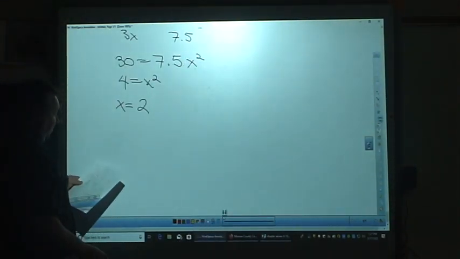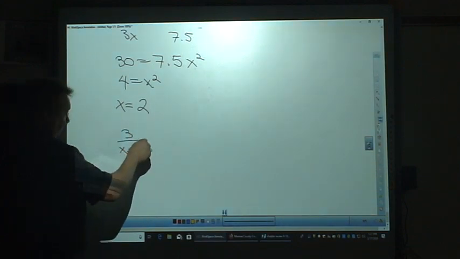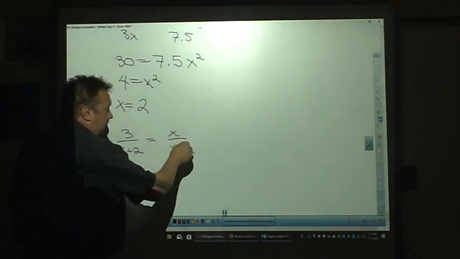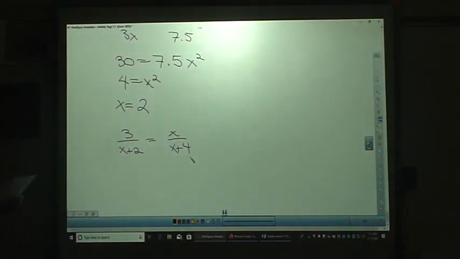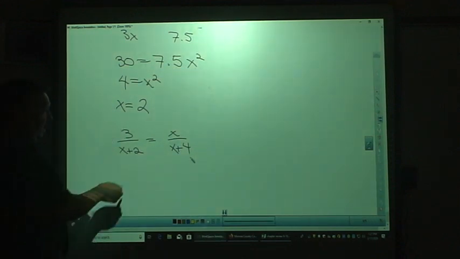Remember the angle bisector? What we're going to have is 3 over x plus 2 equals x over x plus 4. Like I said, some of these are a little more complex because you end up getting into a quadratic formula and it can be kind of nasty. So as long as you have this set up, you know what you're doing. I'll go ahead and solve this one.